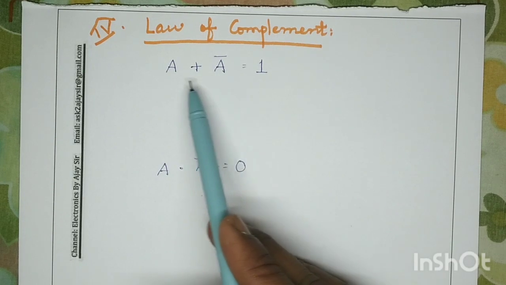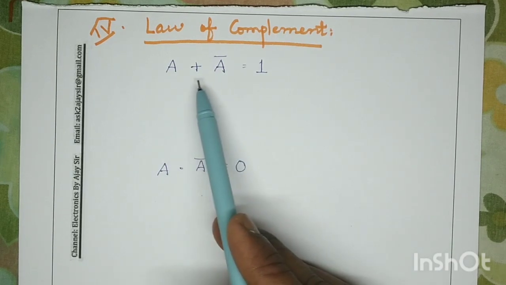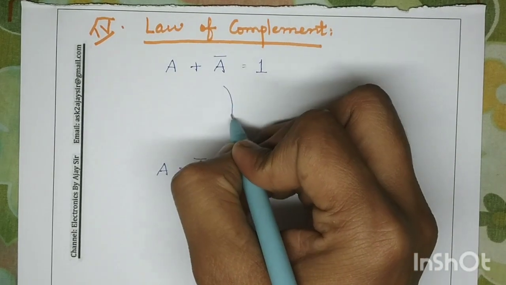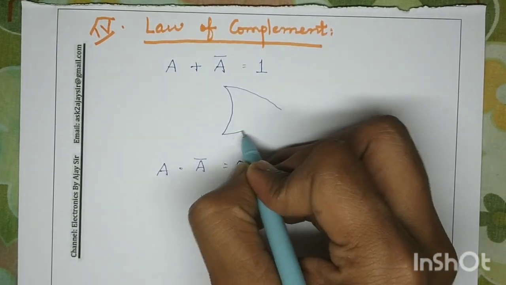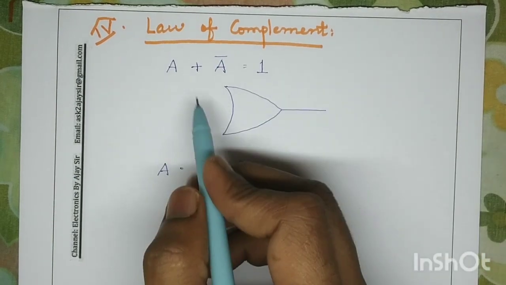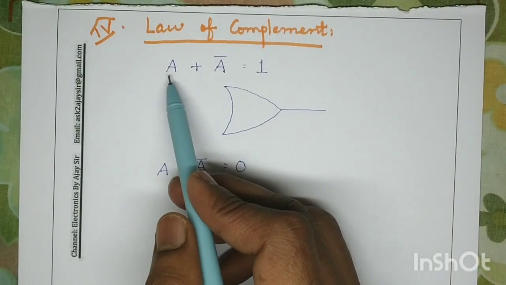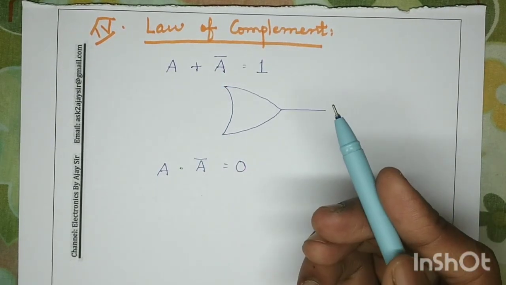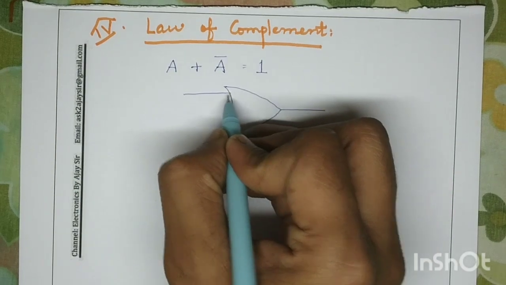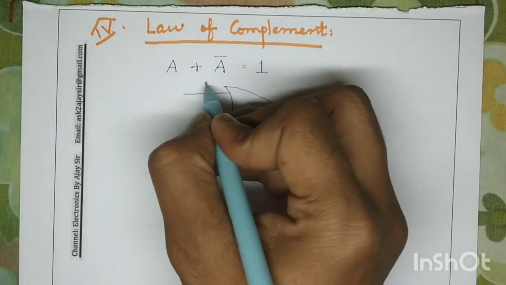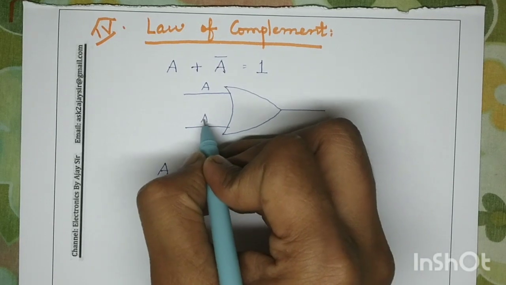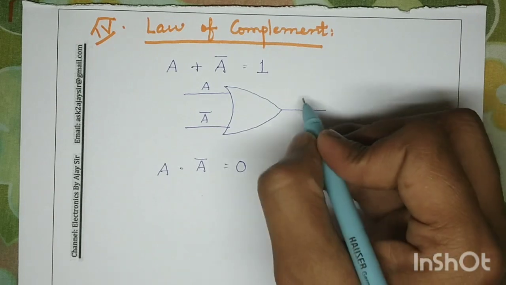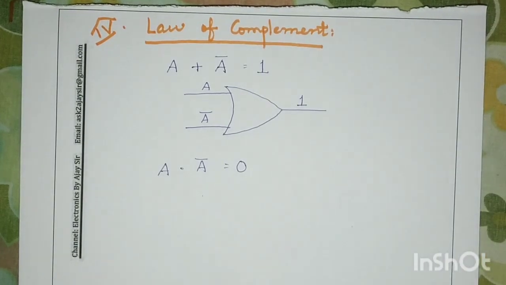For the first equation, it is A plus A bar is equals to 1. We will target on this plus sign. So for this plus sign we need to use a OR gate. Since in this expression there are two inputs A and A bar, so I need to use a two input OR gate, and the inputs are A and A bar, and the corresponding output according to this equation is 1, so we will write 1 here, right?